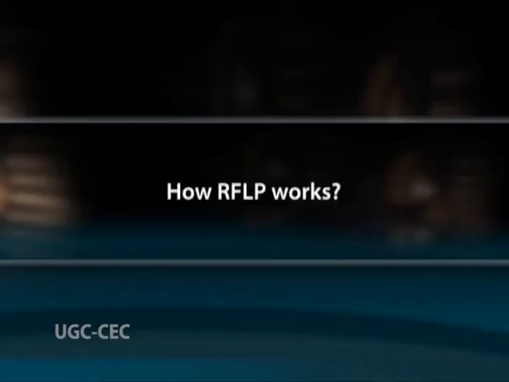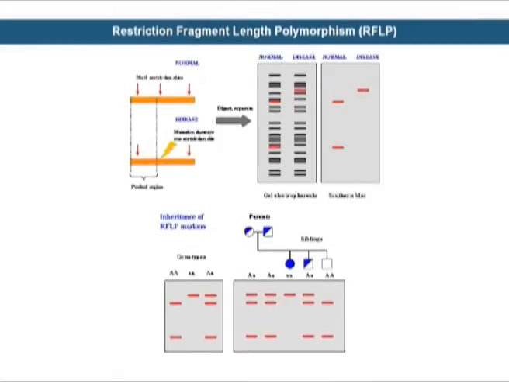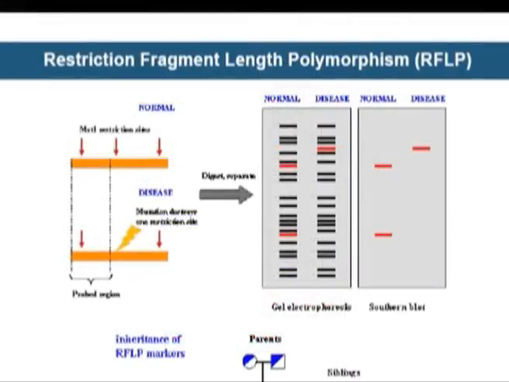RFLP is an important tool in genome mapping, localization of genes for genetic disorders, determination of risk of disease and paternity testing. How does RFLP work? Genetic polymorphism is defined as the inherited genetic differences among individuals in over 1% of the normal population. The RFLP technique exploits these differences in DNA sequence to recognize and study both intraspecies and interspecies variation.